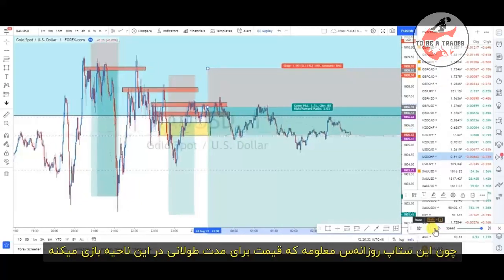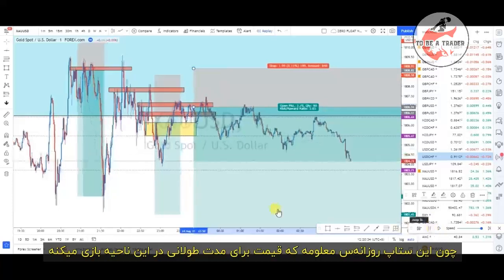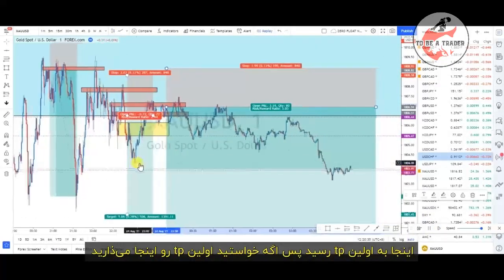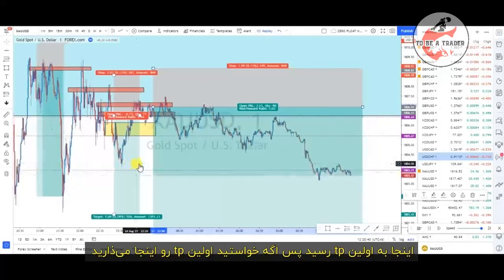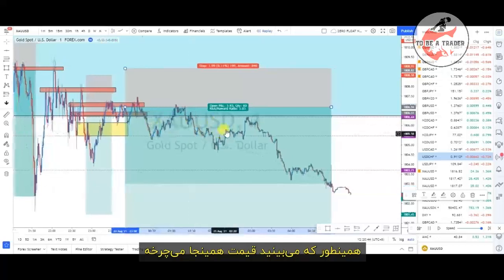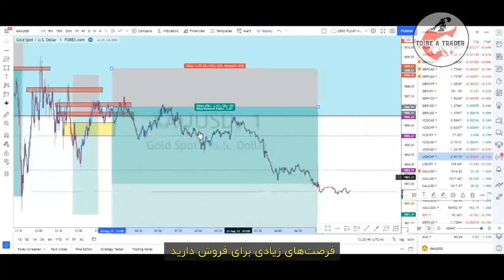Okay, since this is a daily setup, of course the price will play around this area for a very long time. Okay, guys, so it hit the first TP here. If you want to set the first TP over here, okay, price plays around again on the M1 time frame. As you can see, it keeps playing around. So there are a lot of opportunities to sell here.